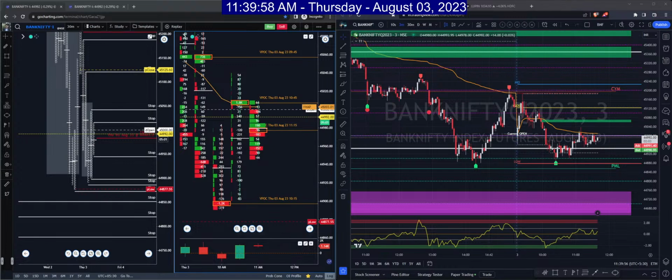The premiums of puts are higher compared to calls. Yeah, premiums of puts are 100 points higher compared to calls. So let's see whether it breaks, because what is happening is this wedge pattern, right? So this is what is happening. Still I'm seeing a seller at the 45,000 level.